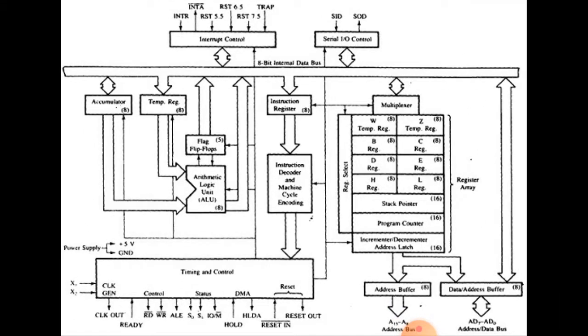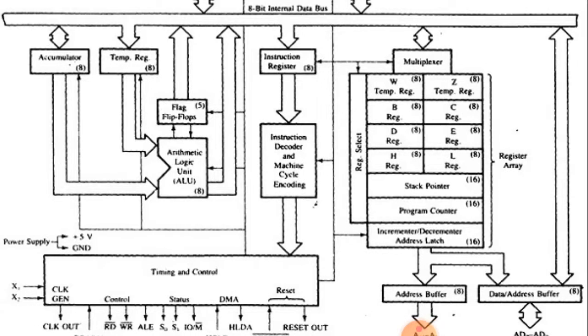Next is the serial input output control. What is the function of that? It controls the serial data communication, that is serial input data as well as serial output data. Students, this is an 8-bit internal data bus which connects the microprocessor to the external world, to the real world.